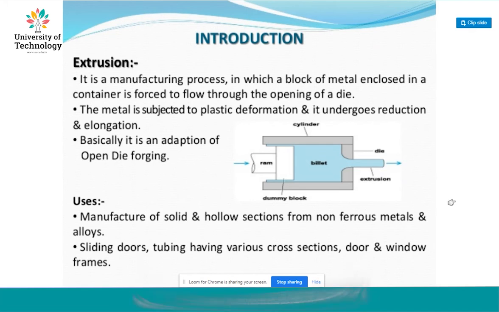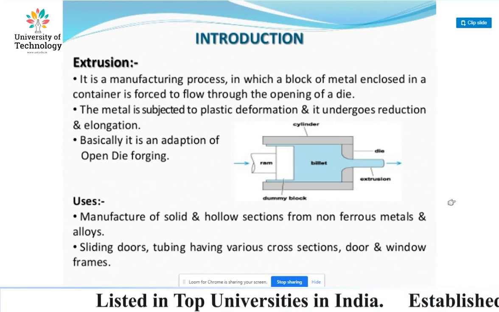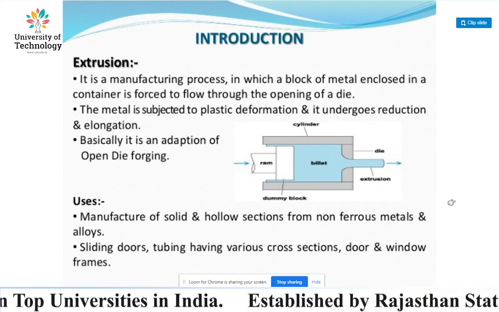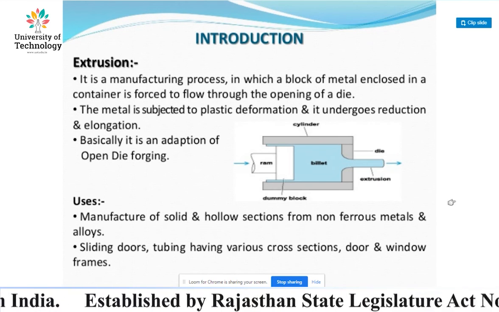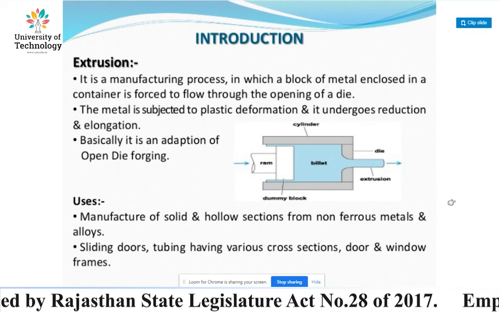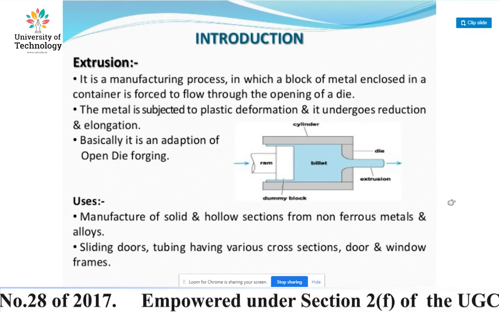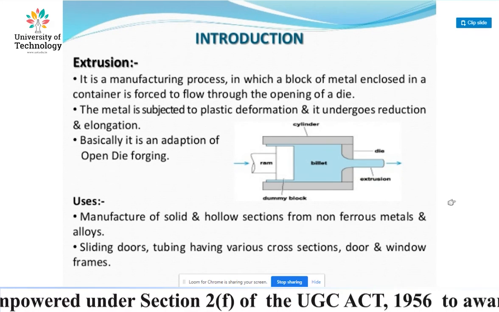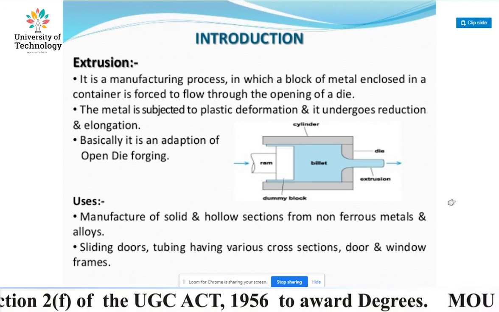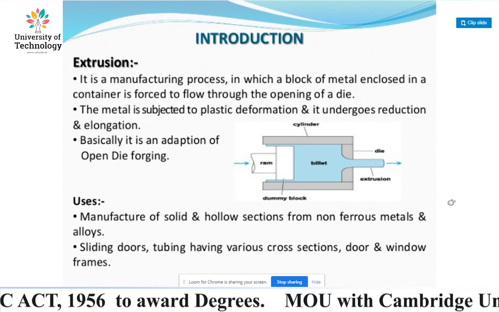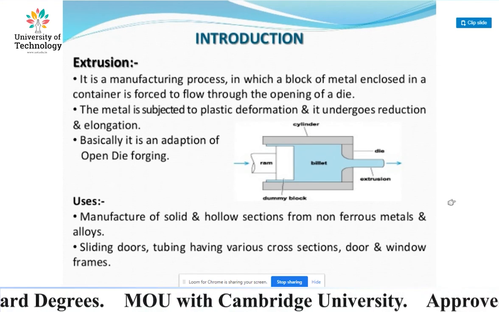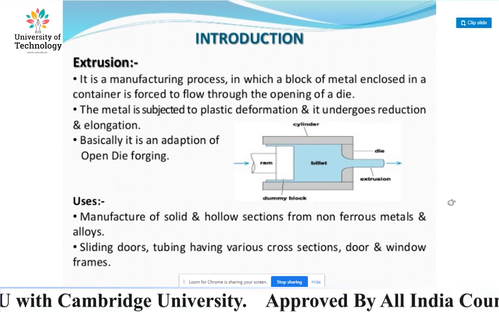It is a manufacturing process in which a block of metal enclosed in a container is forced to flow through the opening of a die. The metal is subjected to plastic deformation and it undergoes reduction and elongation of the material. Basically, it is an adaptation of the open die forging method.